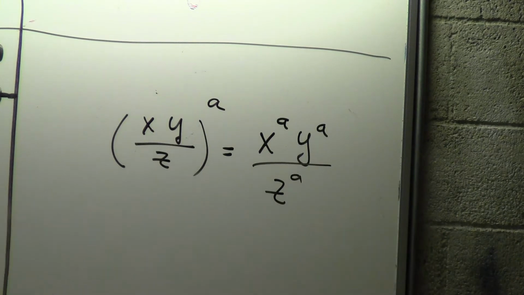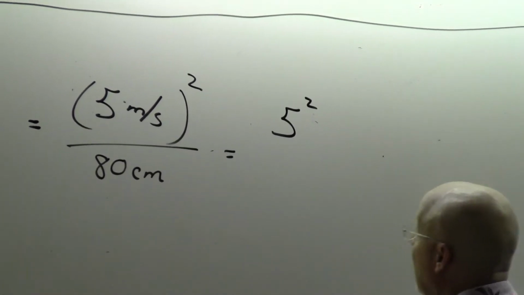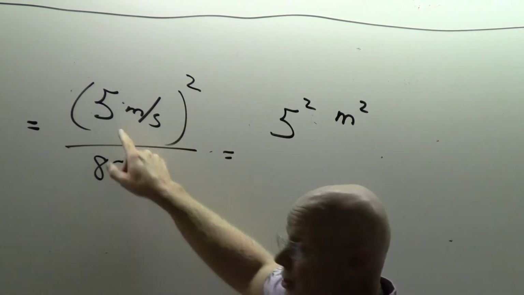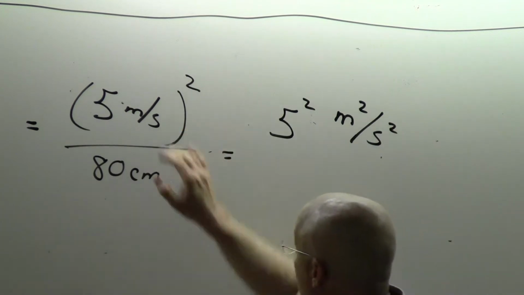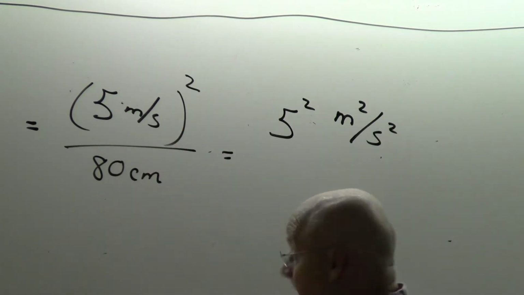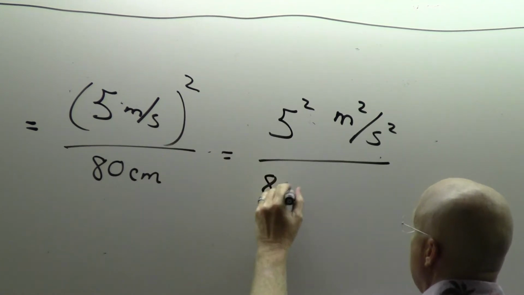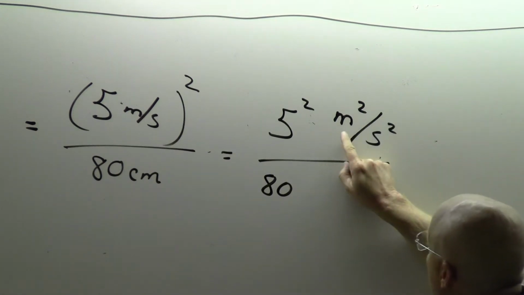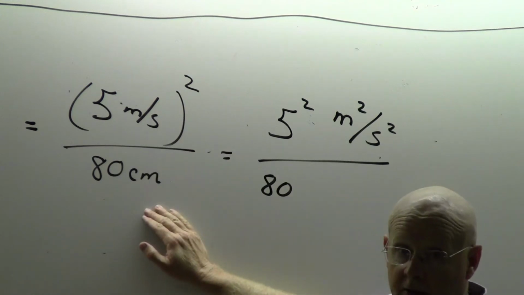So let me do that here. Let me take the 2 onto the 5, but let me also take the 2 and put it for the meters, and let me also take the 2 and put it on there for the seconds. Downstairs, why don't I leave the 80 alone for a moment, but then notice the units here that I have a meter, and it would be nice to have that matching down here.